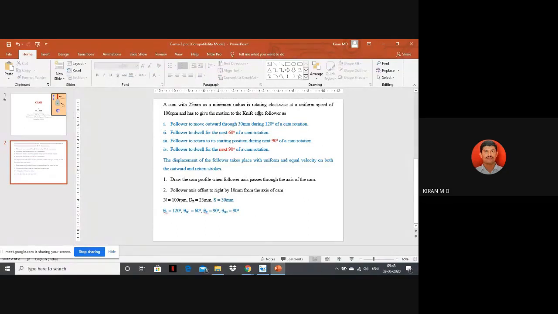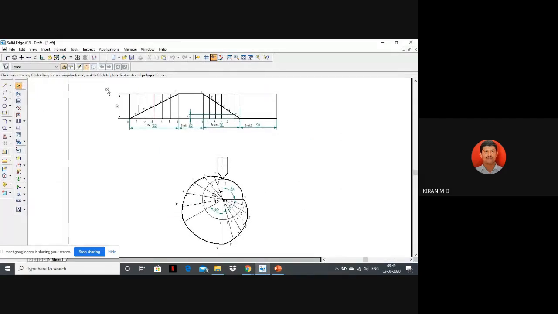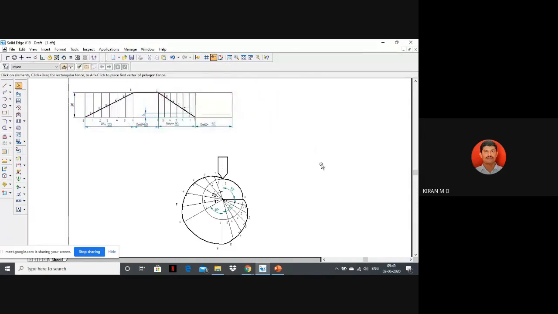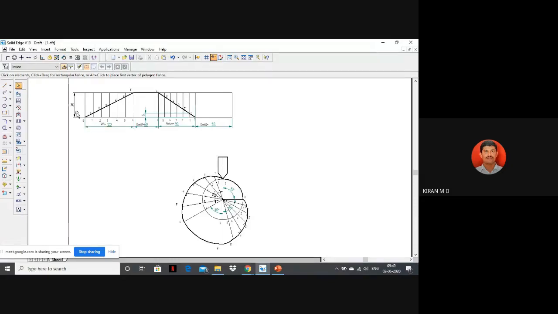By considering this, we should first draw the displacement diagram. By considering the displacement diagram, we will draw the cam profile. Last class I explained how to draw this displacement diagram for these conditions. So shall I explain once again? Otherwise, we will continue. Sir, explain again, please. Okay.